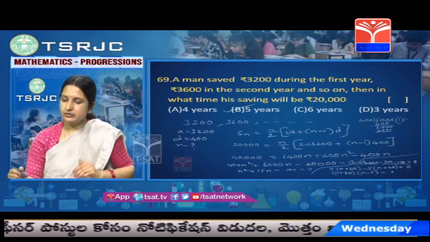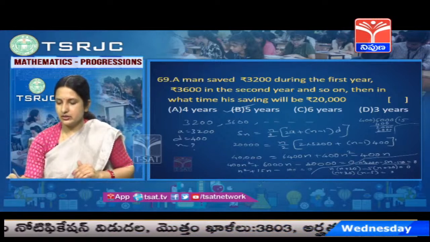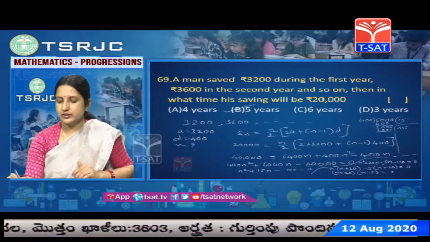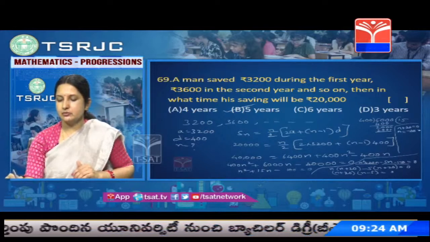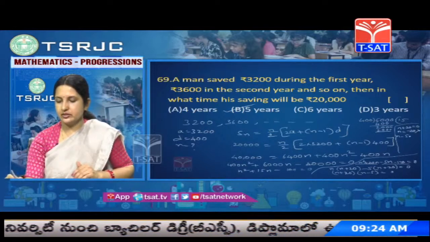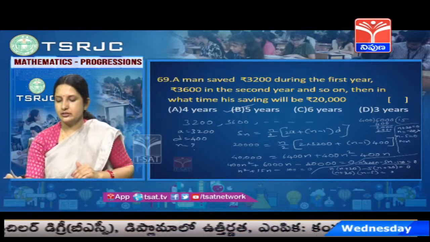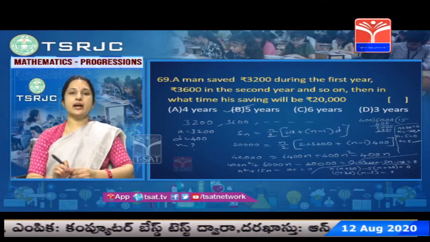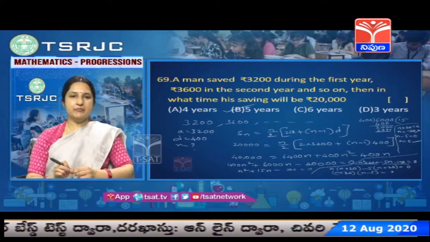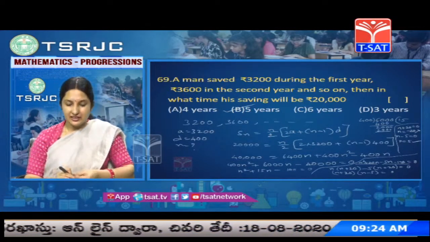If n plus 20 equals 0, then n equals minus 20. This is not possible. If n minus 5 equals 0, then n equals 5. This is possible. So n equals 5 years. In 5 years, it will become 20,000.